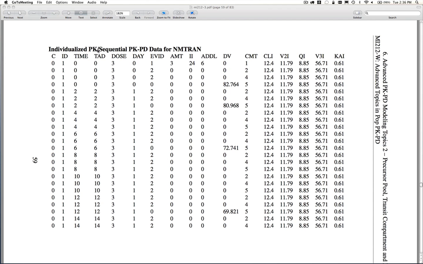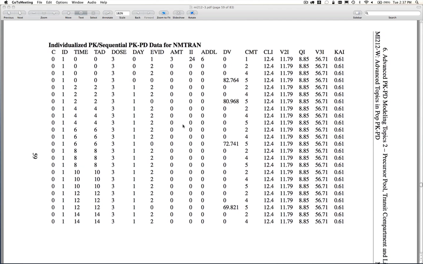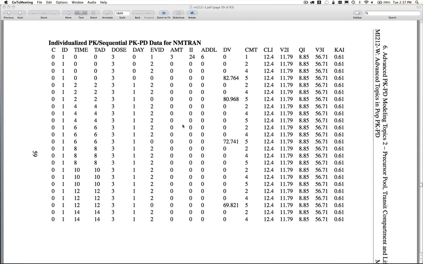One note, the time after dose record is not a specific NONMEM record, so we've defined that here. If you haven't defined it within the data set, there are ways of sort of tricking NONMEM, if you will, of calculating it on the fly, but generally that's a data item that we will read in from the data set. So I think those are most of the relevant points from this particular data file.